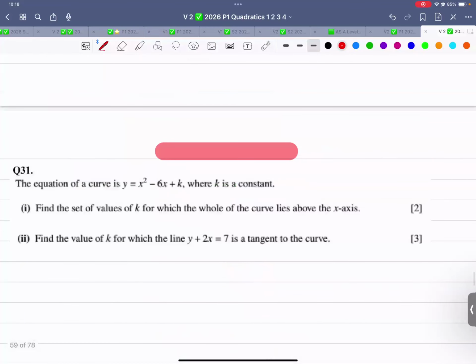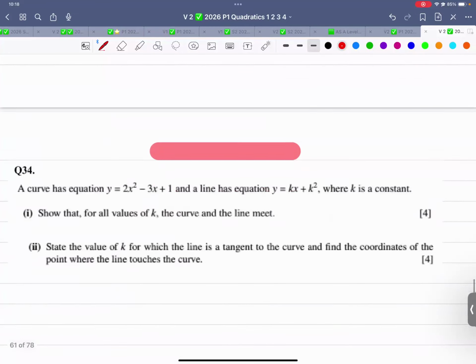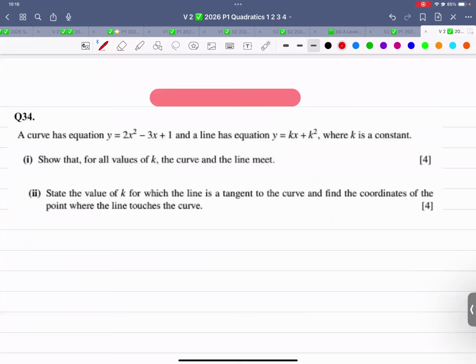Now let me show you. This question is very similar to this one. Few people have asked this question. And it says this part. A curve has this equation. A line has this equation. State the value of k for which the line is tangent to the curve and find the coordinates of the point where the line touches the curve.